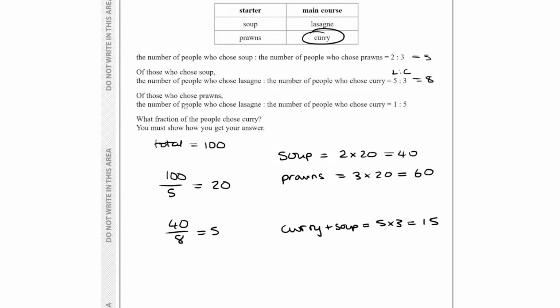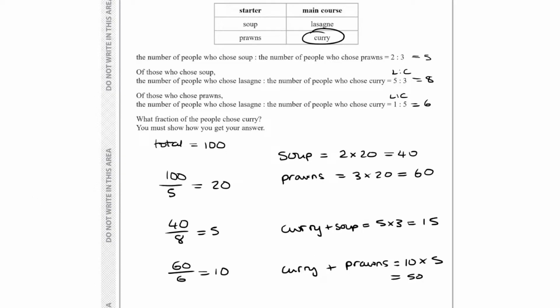Then I do the same for the last one. Of those who chose prawns, that was our 60 people, the number who chose lasagna to the number who chose curry is 1 to 5, which adds up to 6. Again, it does divide. 60 divided by 6 is 10, so 10 people per part. So curry and prawns would be 10 times 5, which is 50.